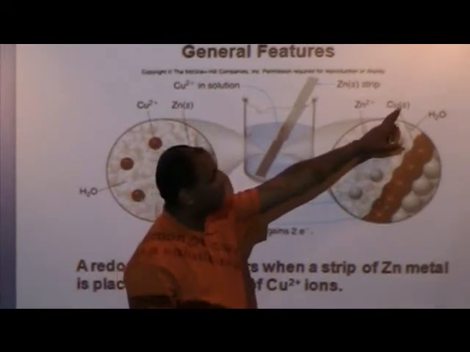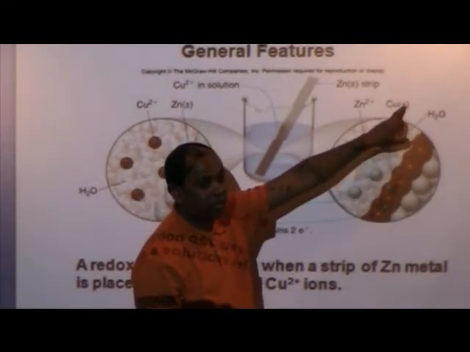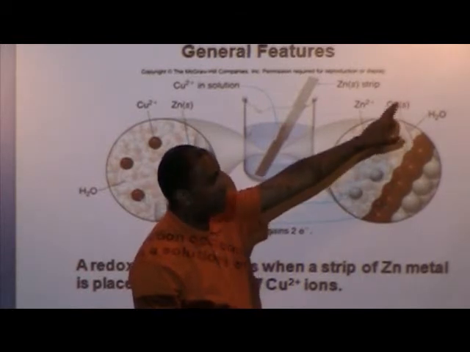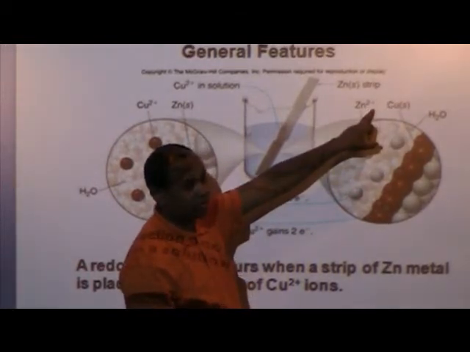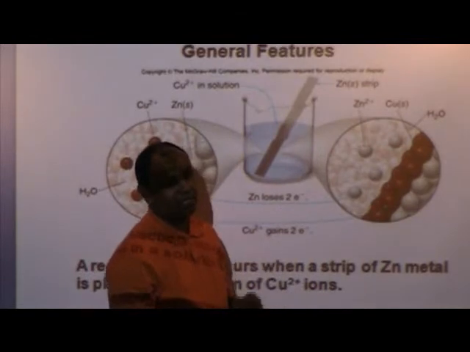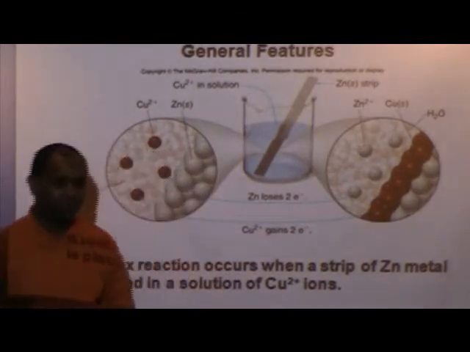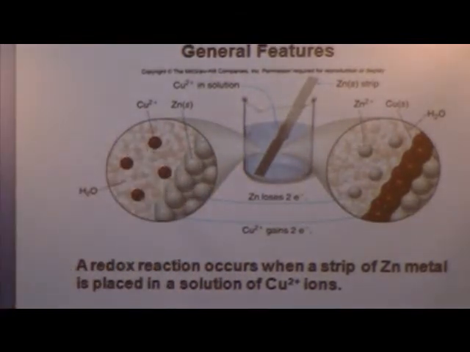That means the copper is going to be free, which means its charge is 0. Look here, there's no charge here. But the zinc got a charge here. What is happening? Redox reaction. I understand that part. I don't understand how +2 to 0 works.